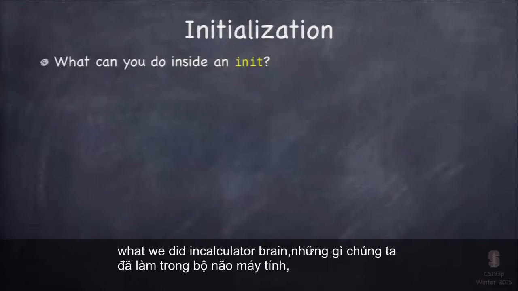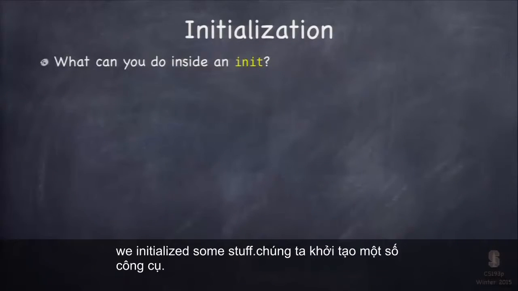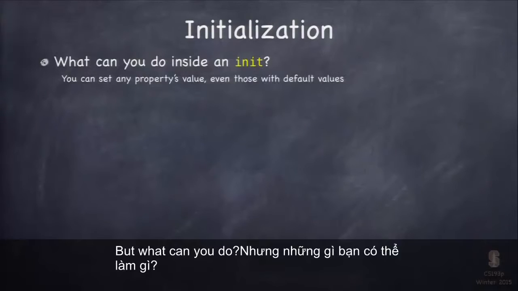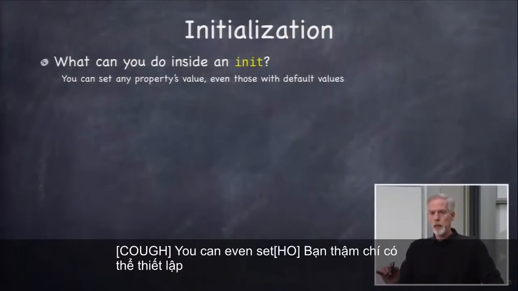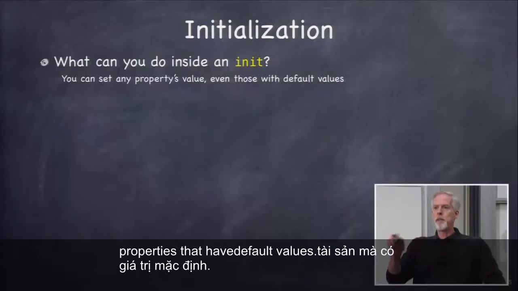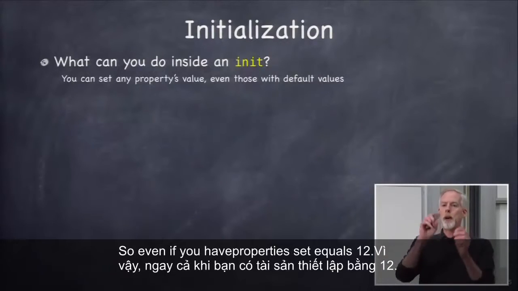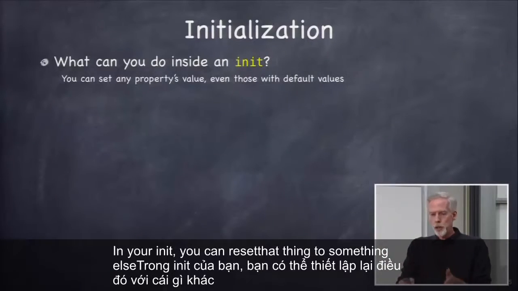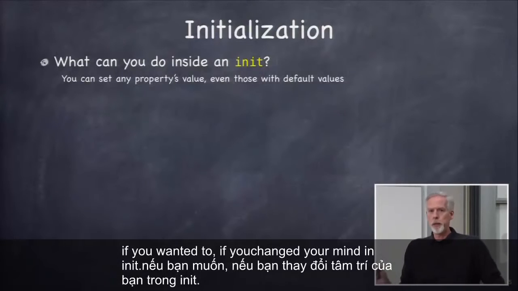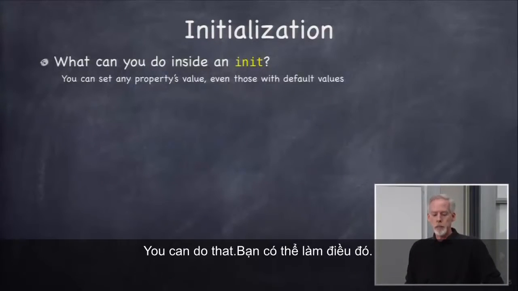So what can you do inside of init? We saw what we did in calculator brain. We initialized some stuff. But what can you do? Well, you can set any property's value in there. You can even set properties that have default values. So even if you have a property and you said equals 12, in your init you could reset that to something else if you changed your mind in init. You could do that.